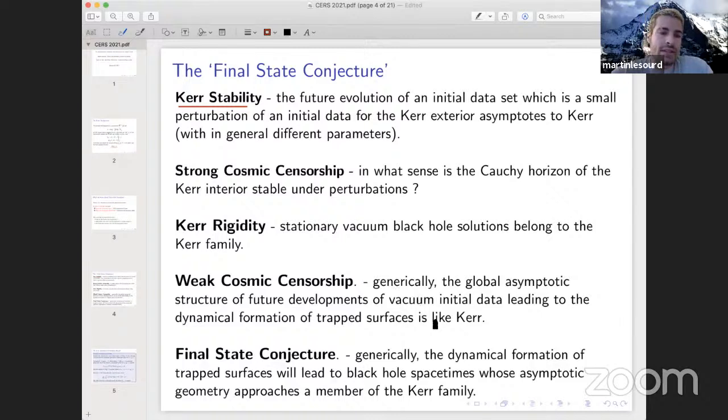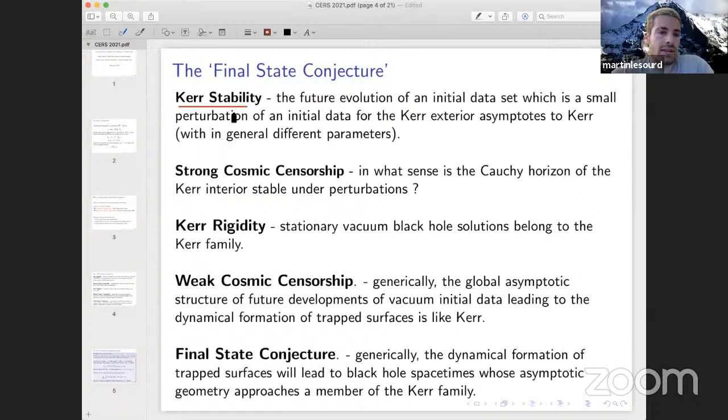And the final state conjecture wraps up all these conjectures together and asks whether the vacuum development of initial data that leads to trapped surfaces, say, does that actually lead to a black hole spacetime, which in particular looks like Kerr? So not just qualitatively, with regards to its global causal structure, but actually quantitatively. So is the geometry approaching Kerr?